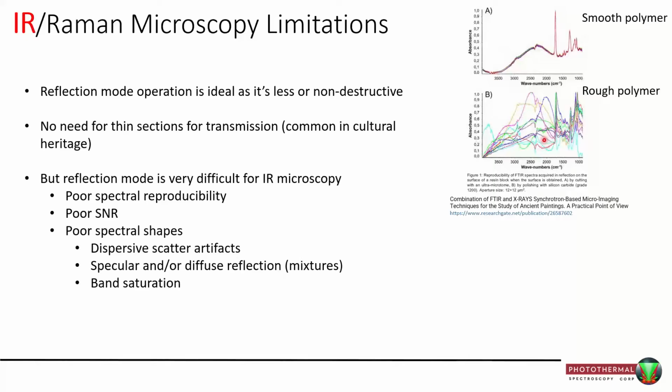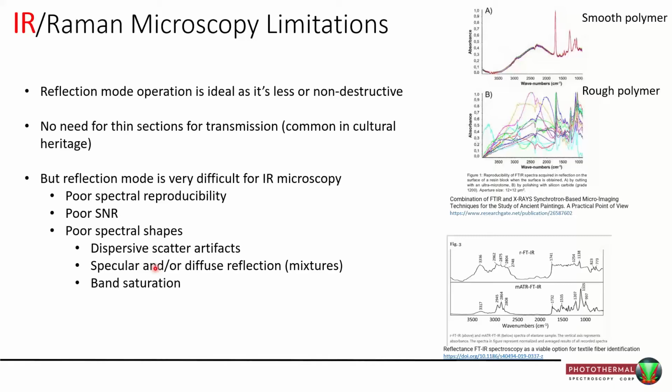It can also result in poor SNR, and just generally poor spectral shapes because of some of these dispersive artifacts that I mentioned before, but also competing specular and diffuse reflection issues, band saturation. Here's another nice example of that, where a reflection spectrum really doesn't look like the micro ATR spectrum below. You can see maybe a couple of pieces lining up, but most of these have been chopped off. Looks like a combination of maybe some band saturation or diffuse reflection issues creeping in there.